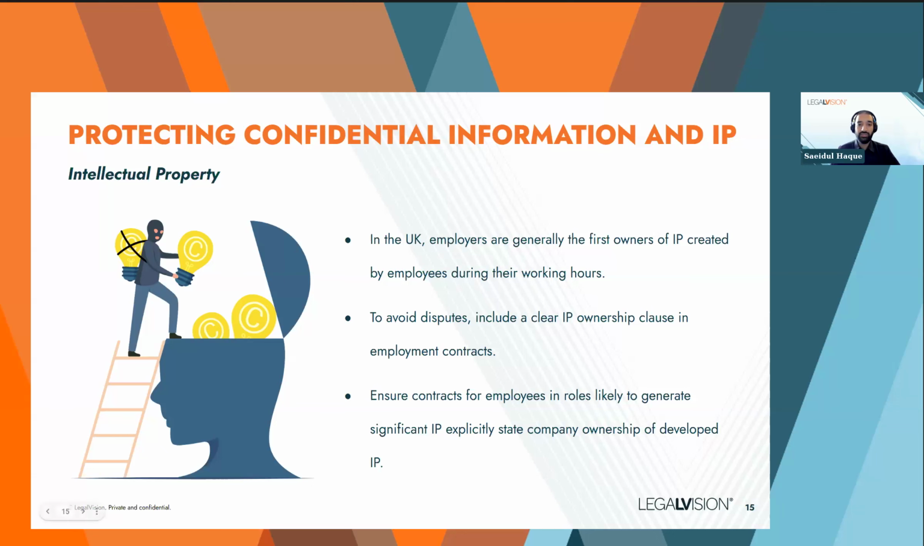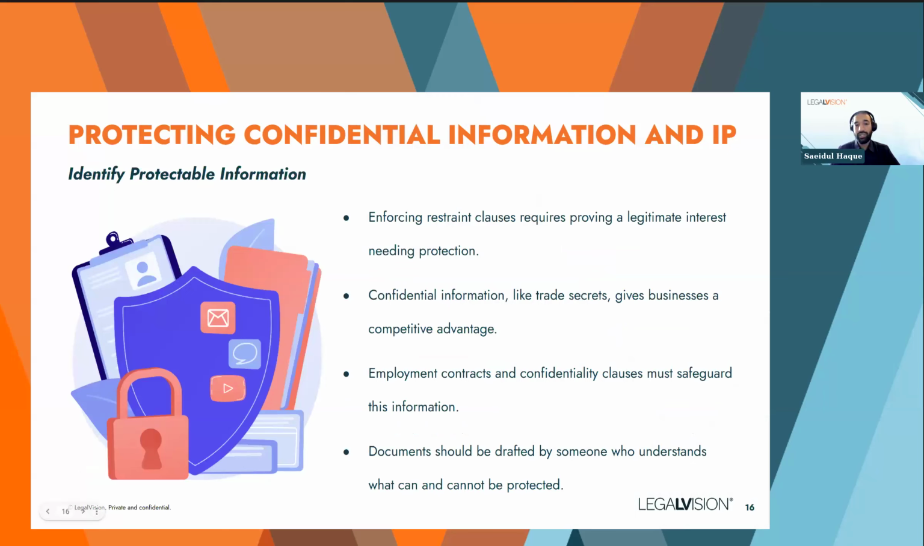The starting point really then is to identify the information that can be protected, because when you try to enforce restraint clauses, you have to prove to the court that there is a legitimate business interest that needs protection. Often that interest will be confidential information, such as a trade secret, which is essentially valuable information that gives your business a competitive advantage. Identifying that information and ensuring that your employment contracts and confidentiality clauses protect that information is really key to preventing or stopping competitive behavior of your employees. Finally, it's also important that the person drafting your document understands the difference between the information that is capable of being protected and what is not, having regard particularly to the business that you operate.